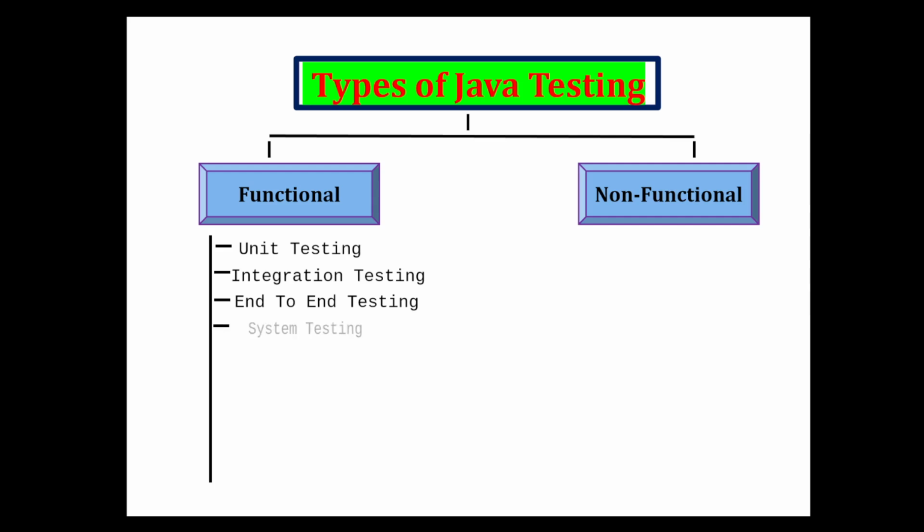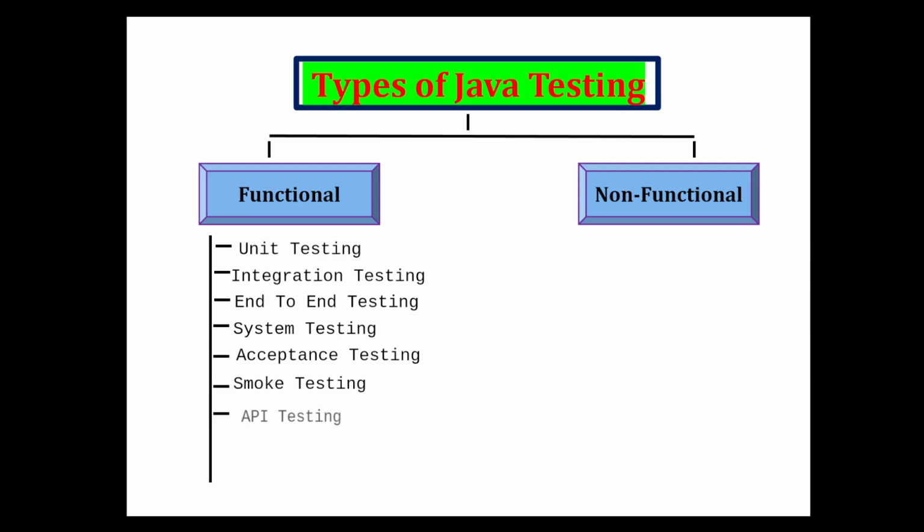Next is system testing, wherein we test the complete integrated system to ensure that it meets the specified requirements. Next is acceptance testing, wherein we validate that the software meets the business or user requirements and is ready for deployment. Next is smoke testing, wherein we quickly check that the most critical functions work after a new build. Once we add any new functionality, we check that particular functionality in a smoke test.